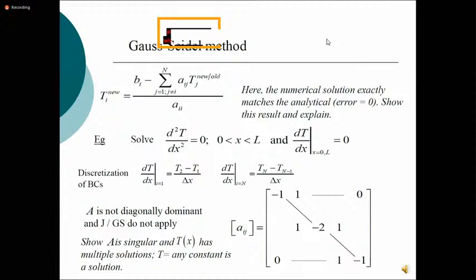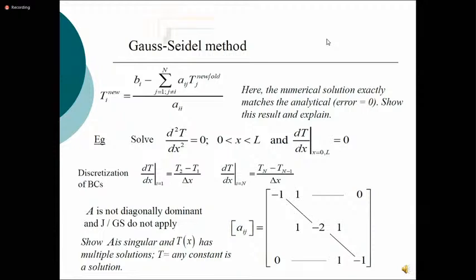Let's look at another example where d2T/dx² is 0, but the boundary conditions are on the first derivative, dT/dx is 0 at x equal to 0 and L. Now, if you discretize the boundary condition, you will get minus 1 and 1. That means T2 minus T1 is equal to 0, Tn minus Tn-1 is equal to 0. Now, is this matrix diagonally dominant? No, because you don't have any row where you have strict diagonal dominance. All of them are only weak diagonal dominance.